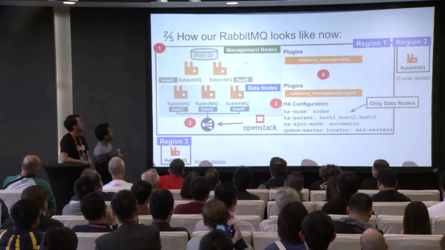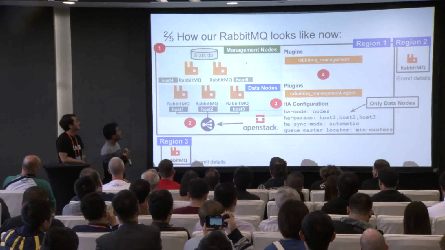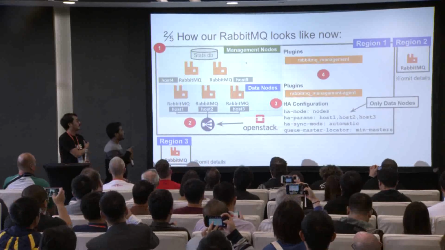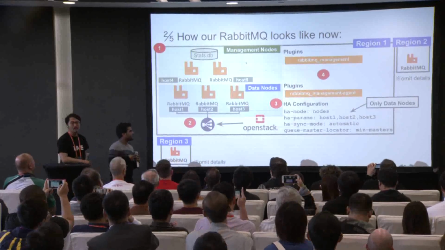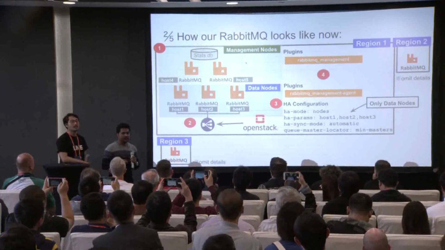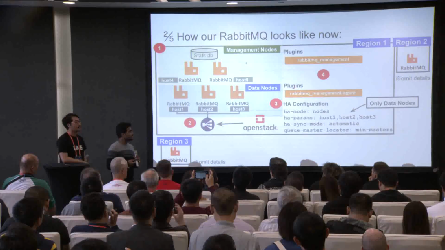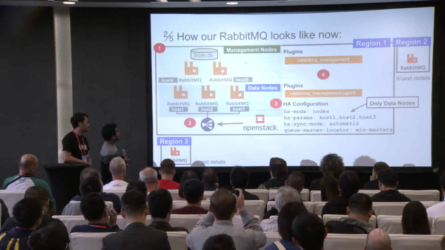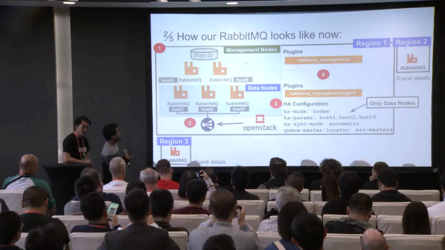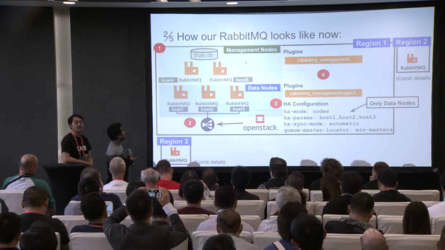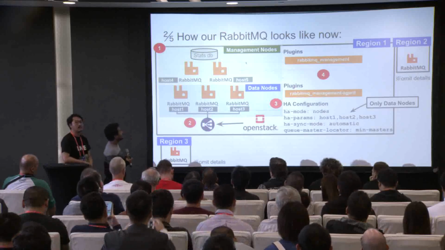Then as you can guess, since we have data nodes and management nodes, on the data nodes we have set the RabbitMQ management agent, which emits the monitoring data periodically. Then we have the RabbitMQ management plugin installed on the management nodes.